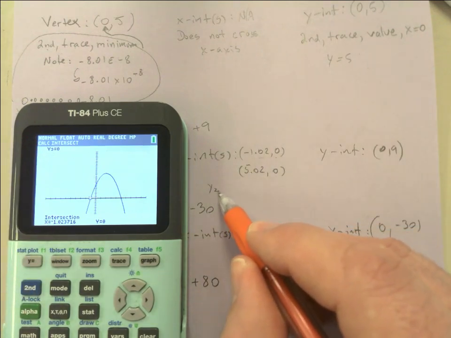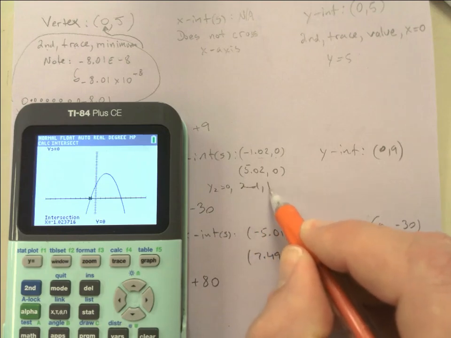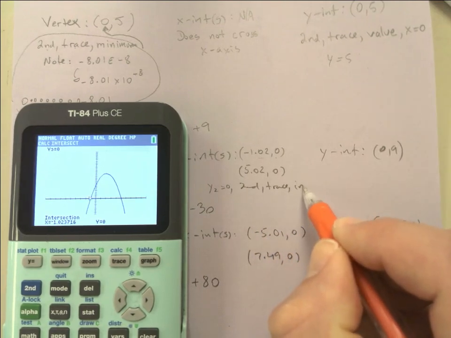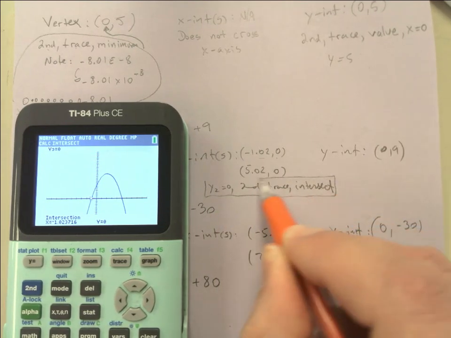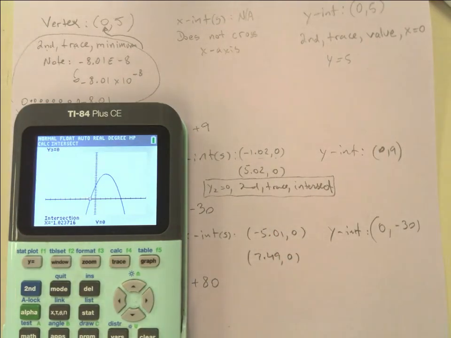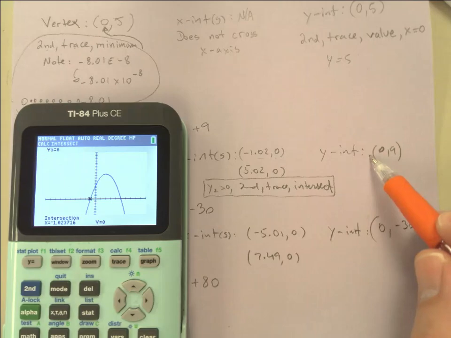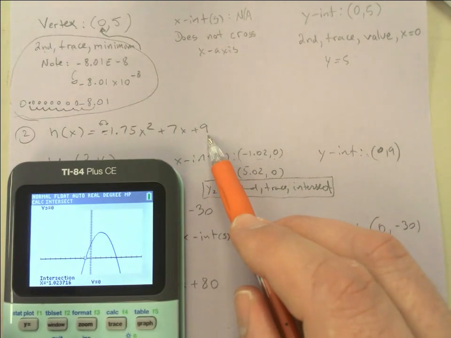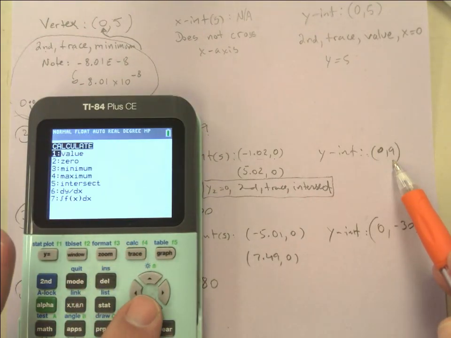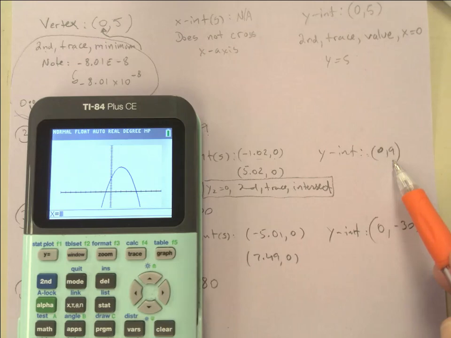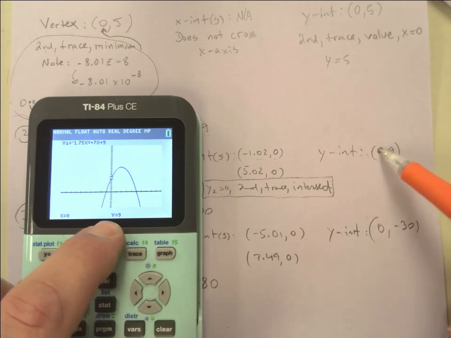So this would be y2 is equal to 0. Second trace intersect. That's what I did. This would be considered the keystroke to find the x-intercept. It's a classic. You're going to use it all the time. Okay, so it's something that you will just memorize. The y-intercept, because this is in general form, I could just state it. But if you're drawing a blank, you go second trace value, you let x equal to 0 and y is equal to 9, right?